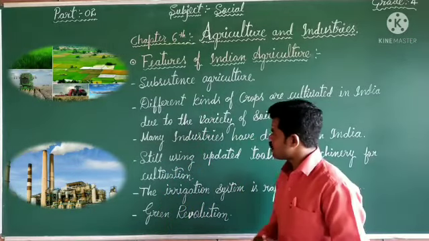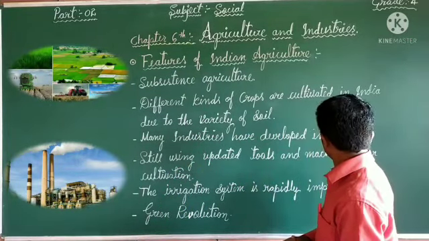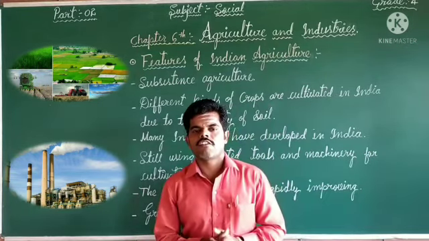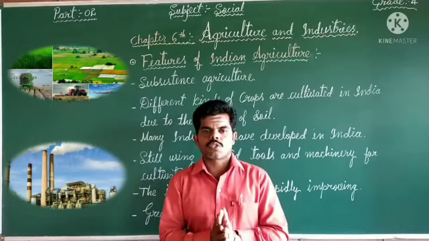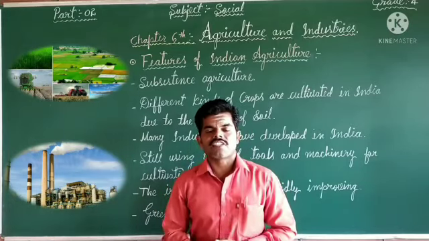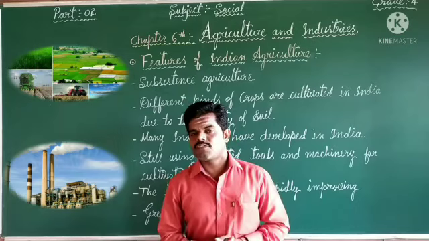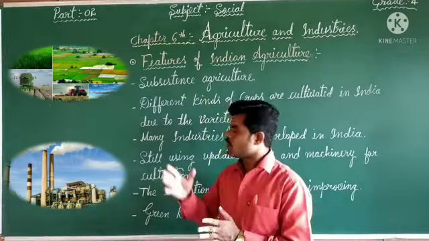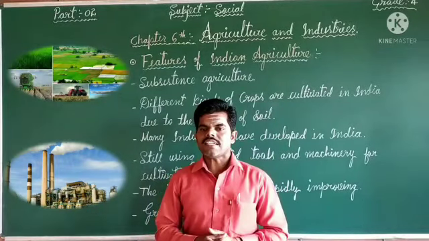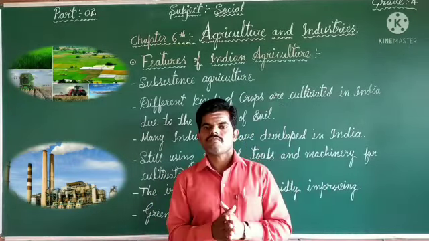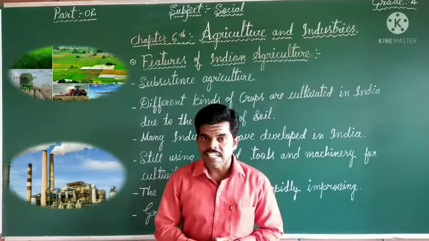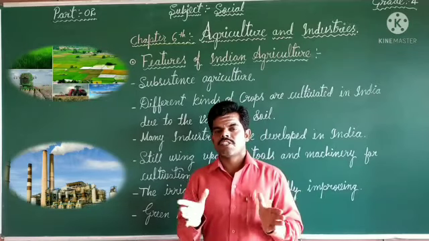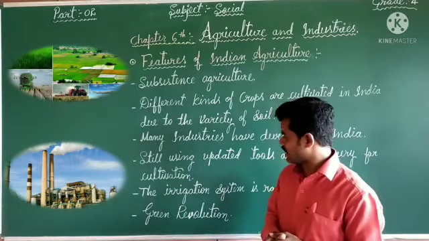The next point is using updated tools and machineries for cultivation. Dear students, nowadays you might have observed on the land that they use different kinds of tools and machineries for agriculture. Production of crops is comparatively less and cannot fulfill the increasing demands, so they are using different kinds of machineries and tools in agriculture.